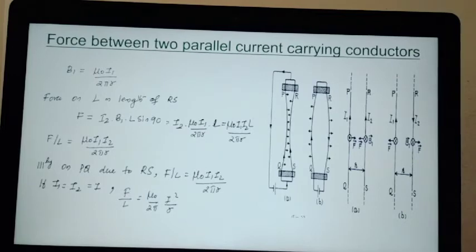Okay, then force per unit length you can find out there. F by L is equal to mu 0 by 2 pi I1 I2 divided by R. Is it clear? Now, as I told you, what is the direction of the force? You can see that RS is experiencing a force towards PQ. Remember, both the currents are moving in the same direction. RS will experience a force towards PQ.